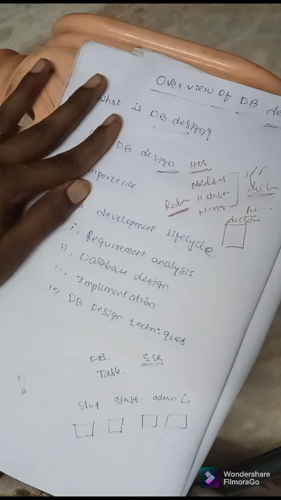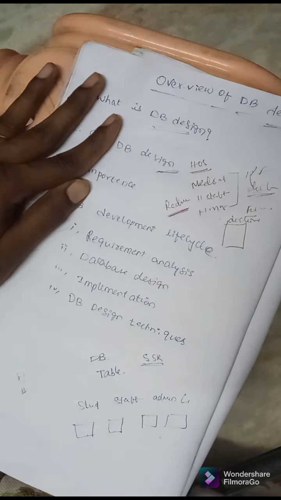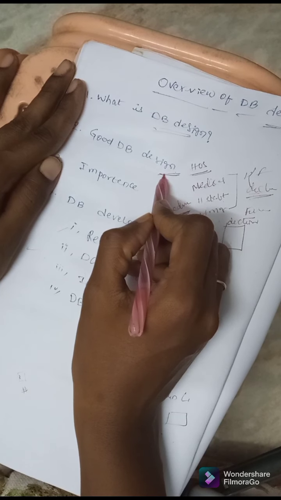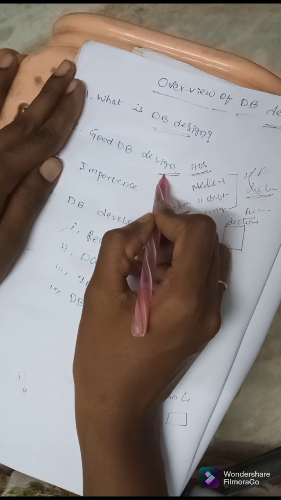Every piece of information we have to collect from the management in a proper manner so that your database is properly designed. If you design a proper database, the outcome of the database is also very proper. So good database design is a very important part in the designing of your database.